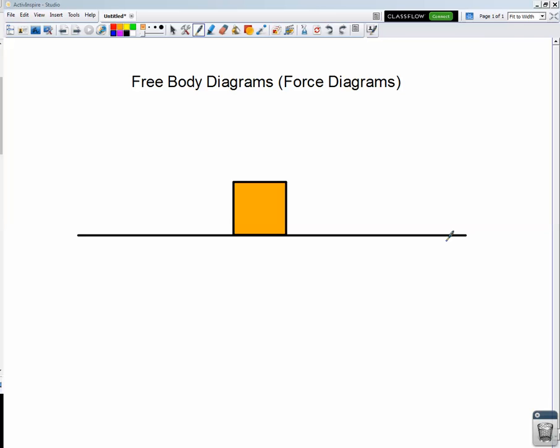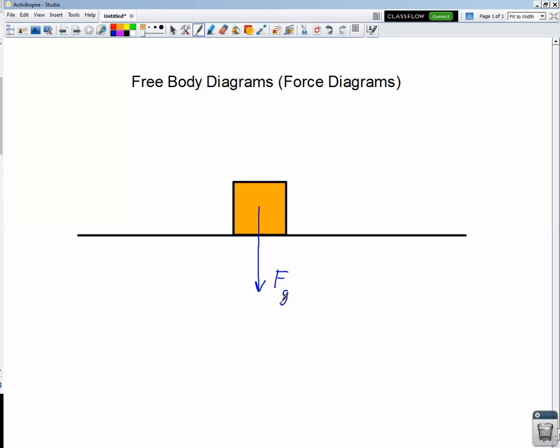So here we have a block sitting on Earth, and for the time being we're going to say in the absence of friction between the block and the floor, this block is at rest. So it's on Earth. We know that there is going to be a force of gravity acting on the object. And so I have drawn this gravitational force acting on the center of mass of the block, going straight down, and I have labeled it.